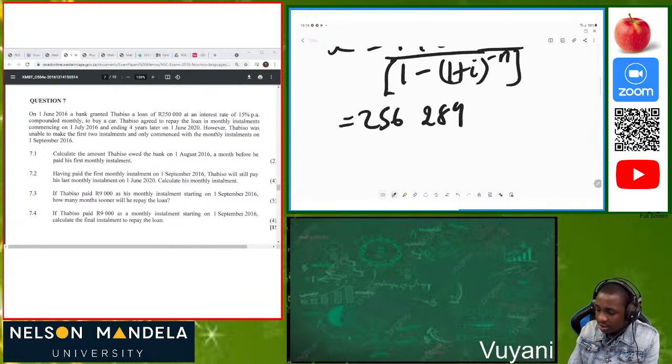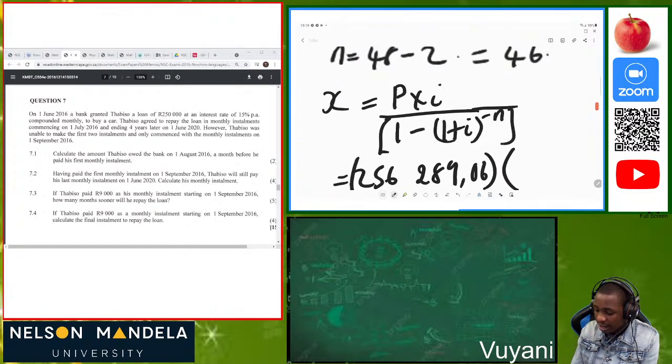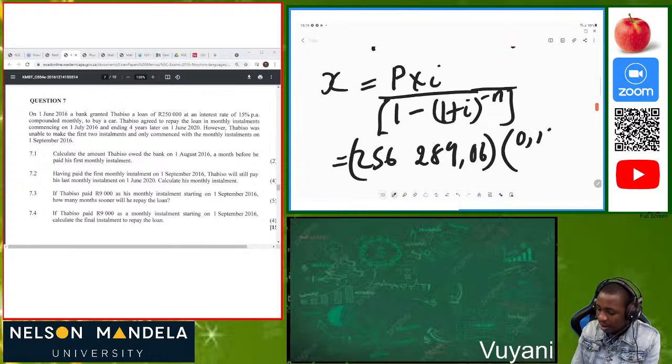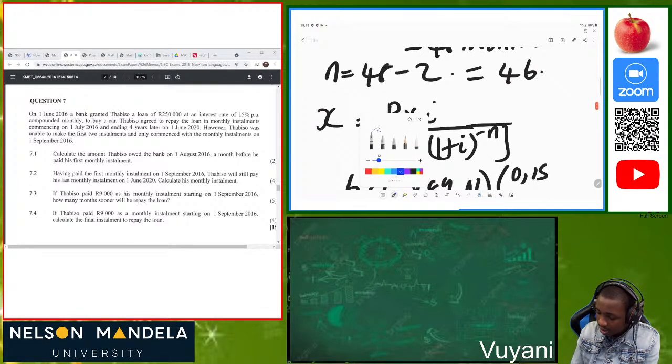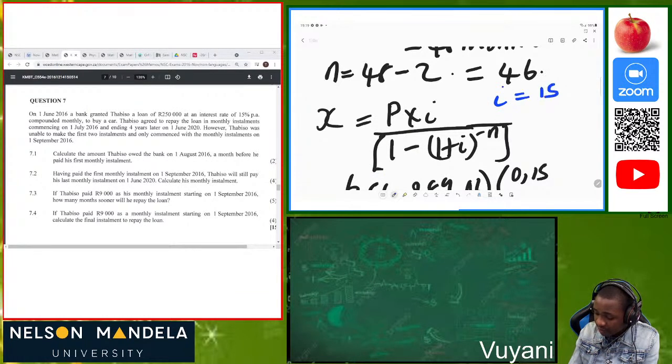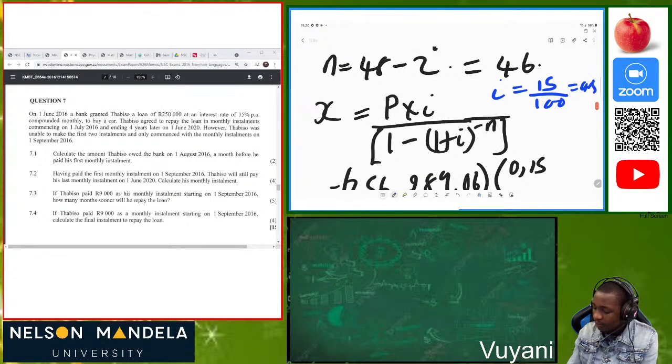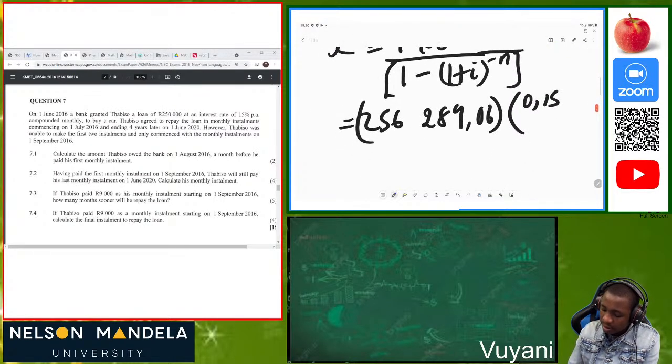So our P is 256,289 rands 06 cents. And what is our interest? Our interest is 15%. Don't forget that 15% is 0.15. Our I is equal to 15%, which is 15 divided by 100, the same as 0.15. So we have 0.15 divided by 12, because you said it is compounded monthly. Since it is compounded monthly, you have to divide the interest rate by 12.